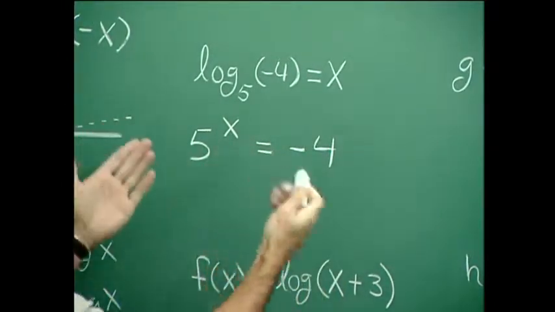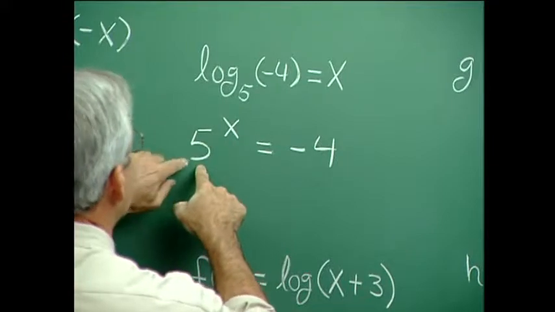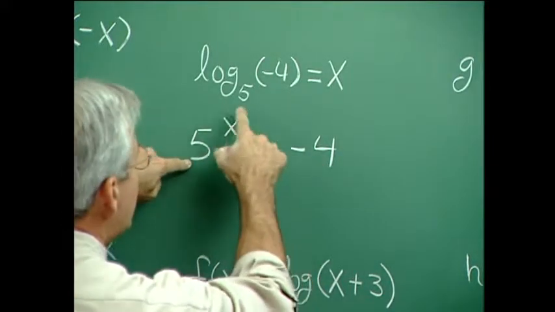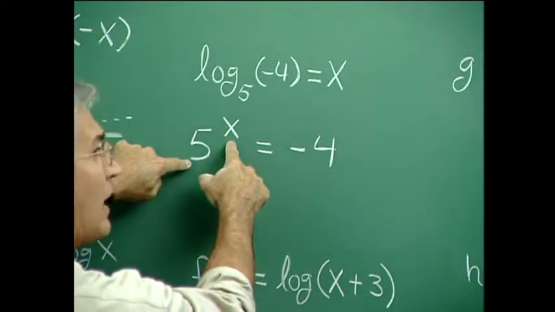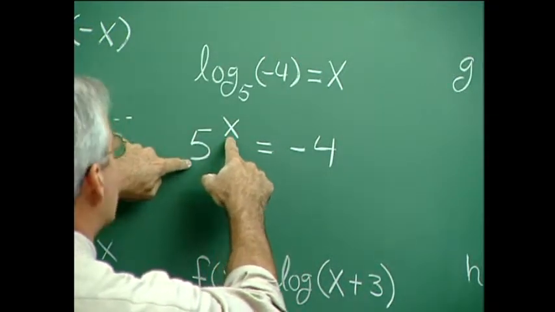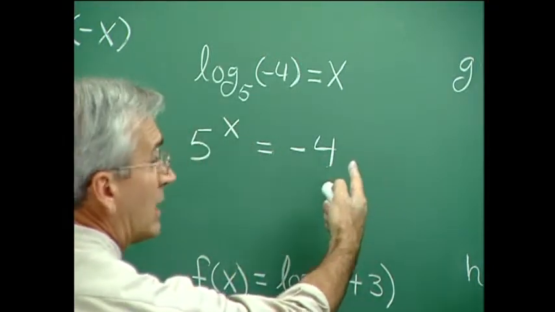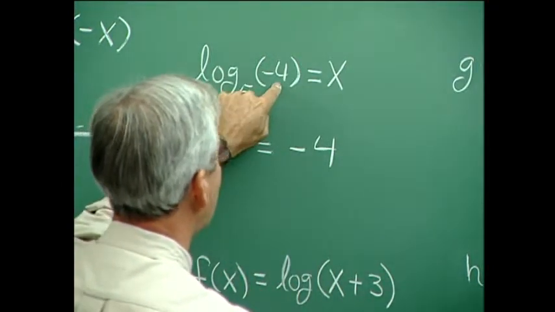And so we're looking for an exponent to apply to 5 that will give a result that's negative. You see, now although x can take on both positive and negative values, it's never going to cause this expression to become negative. So this is an impossibility. We just simply can't take the log of a negative number.